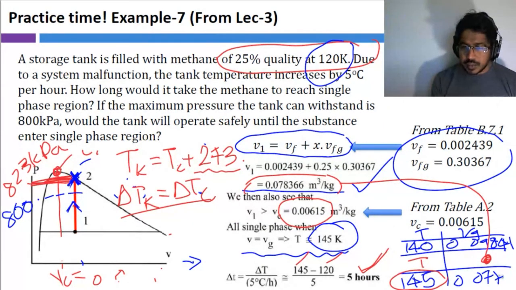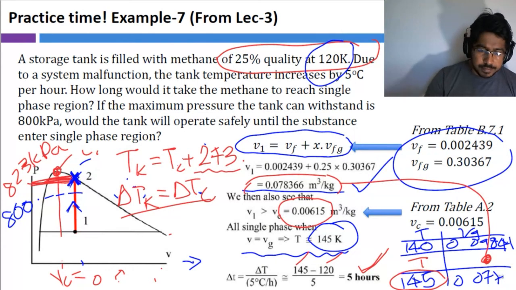So in a rigid tank, the volume does not change, unless there's a mass inflow, or mass leakage or something like that. Okay. So any further questions? Okay.